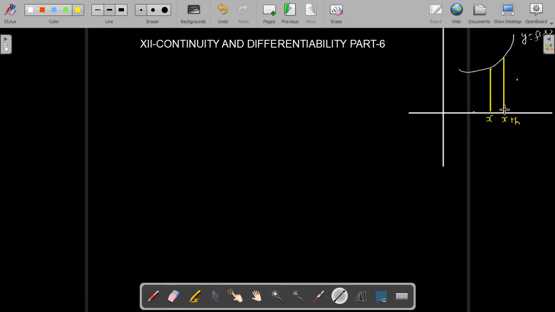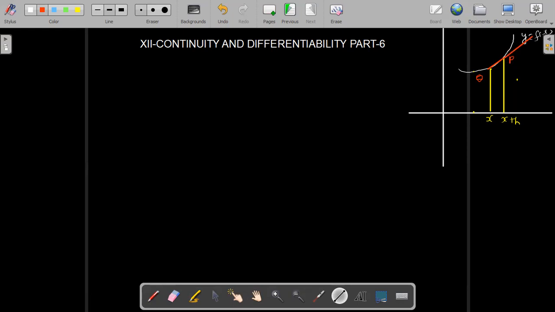Then there is a line, and we can make some more distance between them so that it becomes easy to understand. Otherwise, it is a very, very small distance h. I'll try to make you understand that this is point P, this is point Q, and a line passing through P and Q. This is a secant. This is not a tangent at this point.